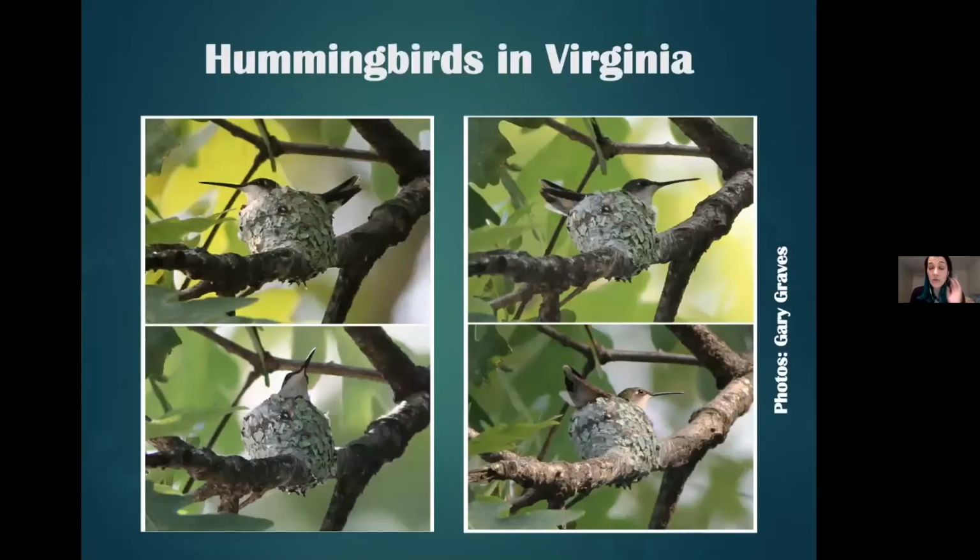They can also be used as nest building material for over 50 birds in North America. Here I have an example of a paper that I worked on with a colleague at the Smithsonian. These are his pictures that he took of these hummingbirds. And you can see here the nests are completely covered in lichen fragments.